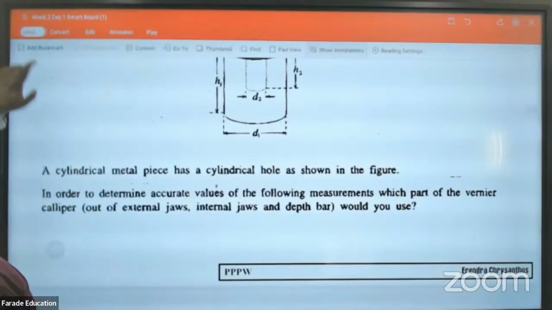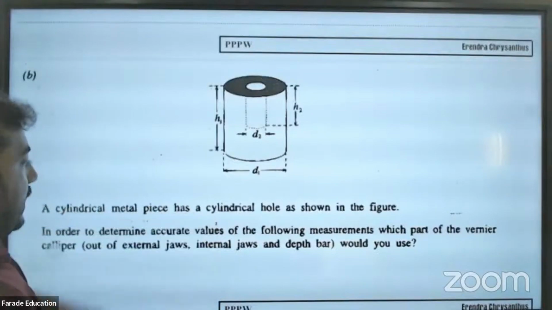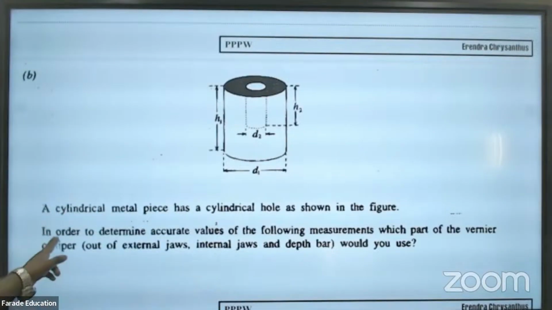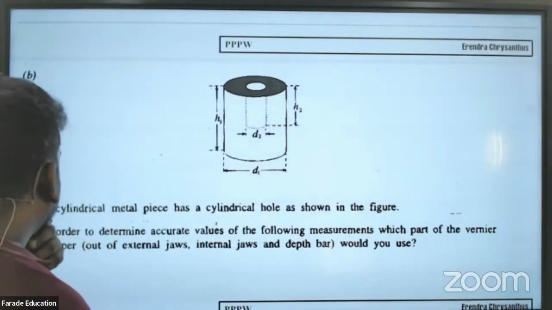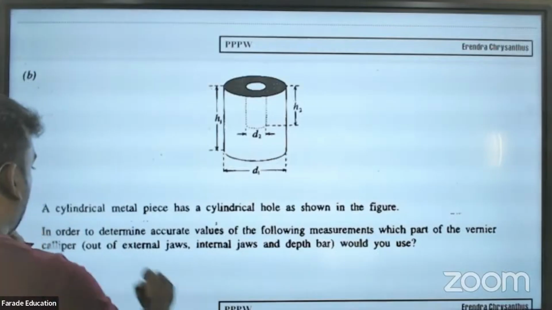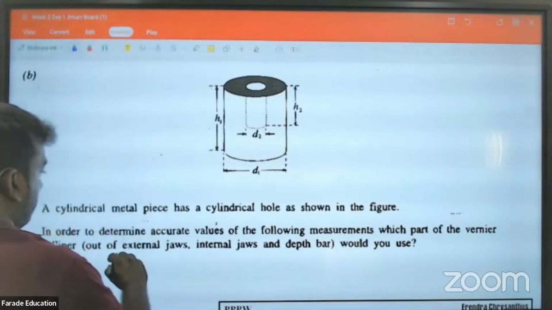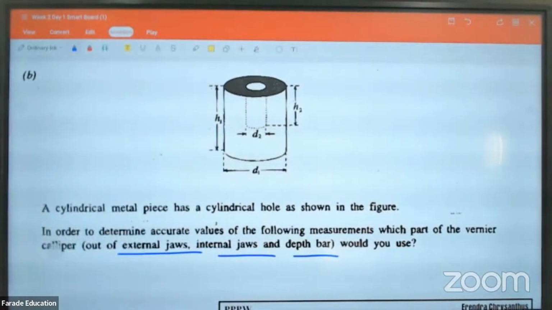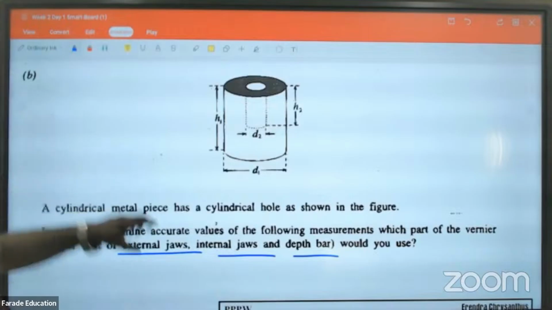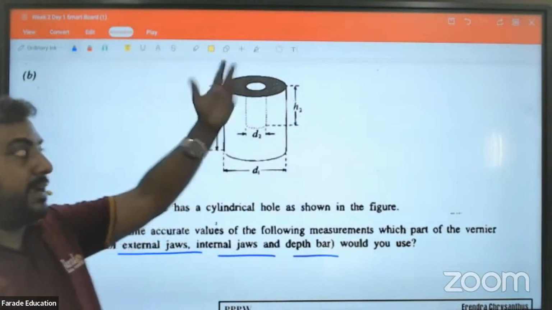So they are giving you a small cylinder. A cylindrical metal has a cylindrical hole as shown in the figure. In order to determine accurate values for the following measurements, which part of the vernier caliper out of external jaws, internal jaws and depth bar would you use? Out of these three, which one will you use to measure H1, H2, D1, D2?